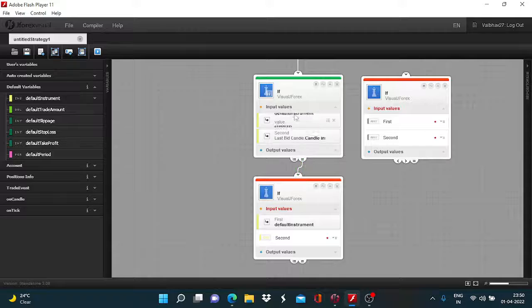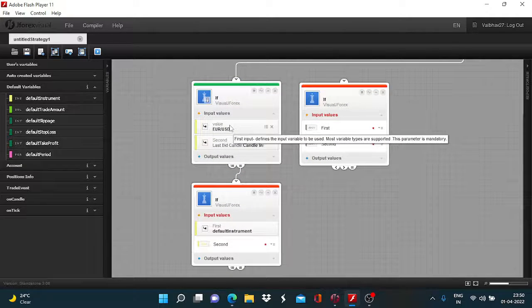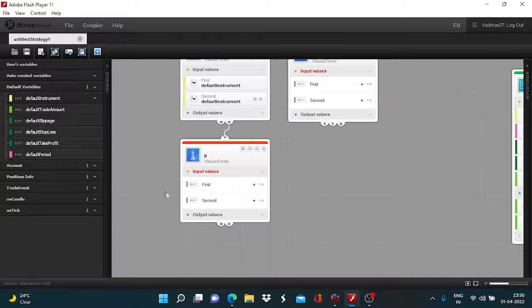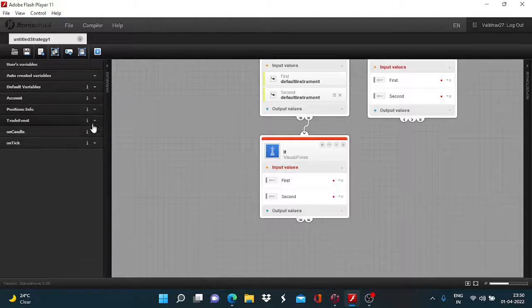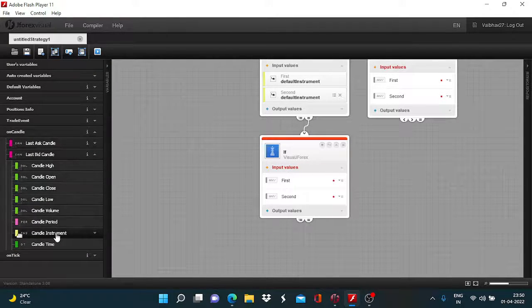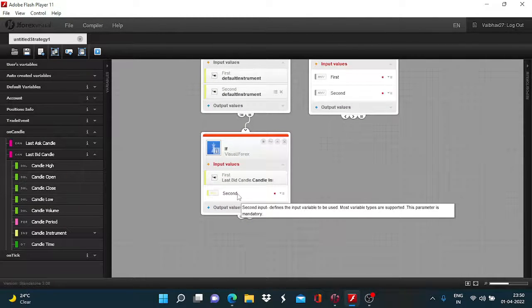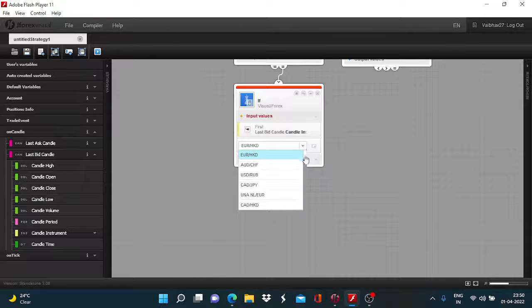Now we have to ensure that it is the case that first input equals second input. The last bit, candle instrument, should be default instrument, which is Euro USD. Okay, I remove it, and in this second if condition, we have to again ensure that the candle instrument matches the instrument of choice. So we have to find Euro USD in this list, which is a big task in itself. If you are not really able to figure out where, okay, I got the Euro USD.